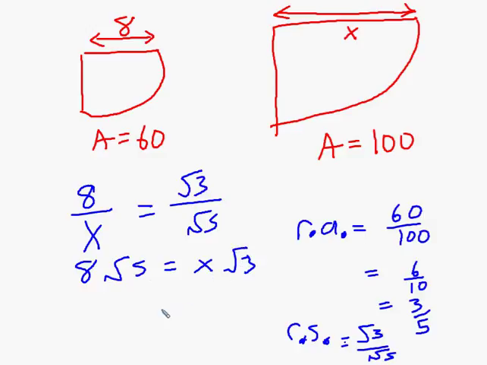Now how do I solve for x? You divide by root 3. So x equals 8 root 5 divided by root 3. We don't need to freak out, we just put this in our calculator. 10.3.